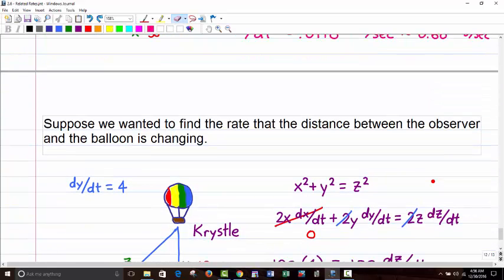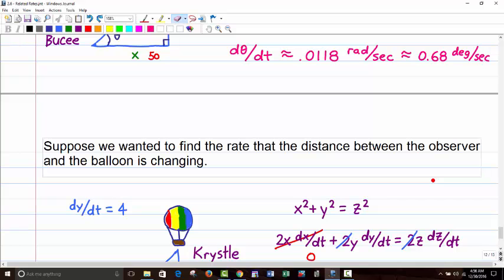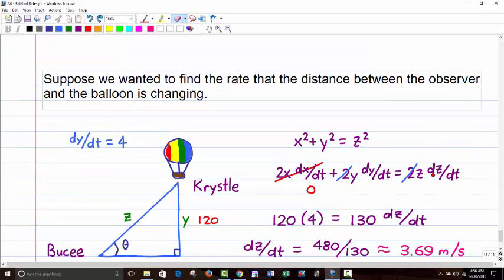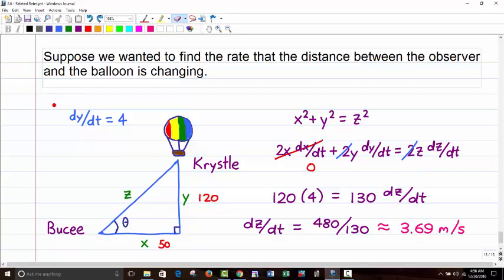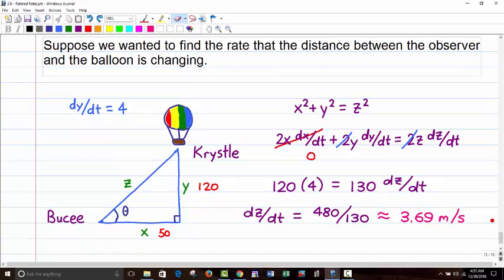And what are we asking here? Suppose we want to find the rate at which the distance from the observer to the balloon is changing, with the same dy dt as it's going up. So basically we're looking to find dz dt. At what rate is that length changing? Once again, this is similar to the baseball problem. So we're trying to find what rate the distance from Bucky to Crystal is changing here. It's exactly the same idea as that one. So dx dt will be 0, because remember that anything fixed, that distance is fixed, that's not changing.